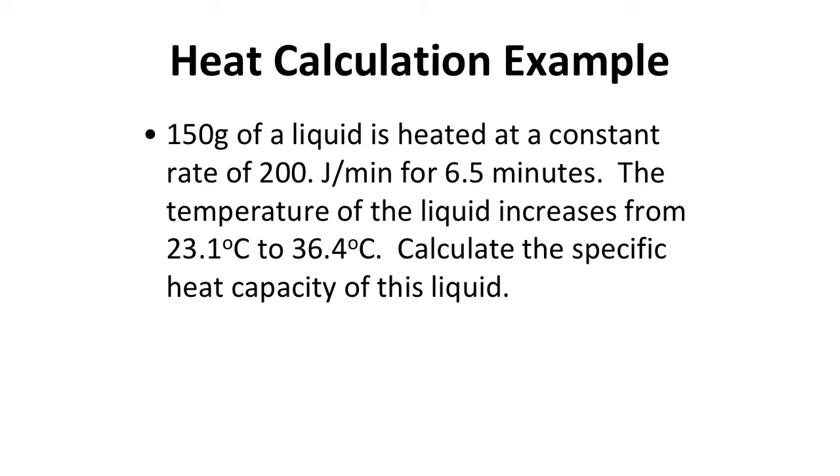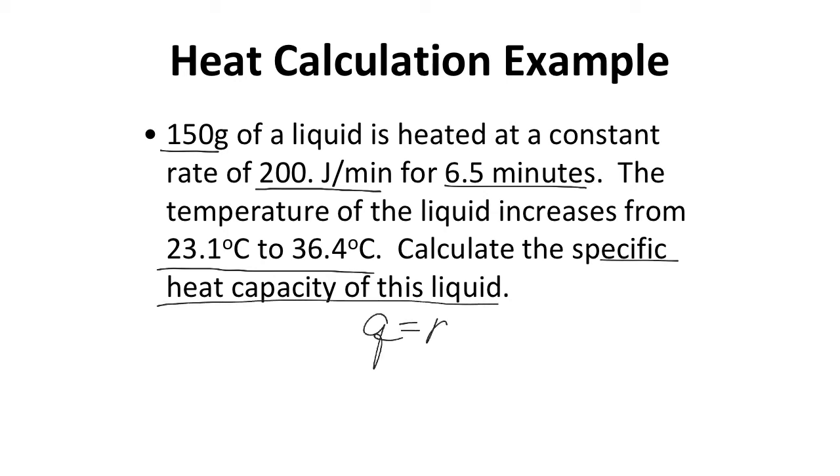So in this problem, we have 150 grams of a liquid. So this isn't water, so we can't use 4.18 off of the front of the reference table. It's just some other liquid. It's heated at a constant rate of 200 joules per minute for 6.5 minutes. The temperature of the liquid increases from 23.1 to 36.4 degrees Celsius. Calculate the specific heat capacity of the liquid.